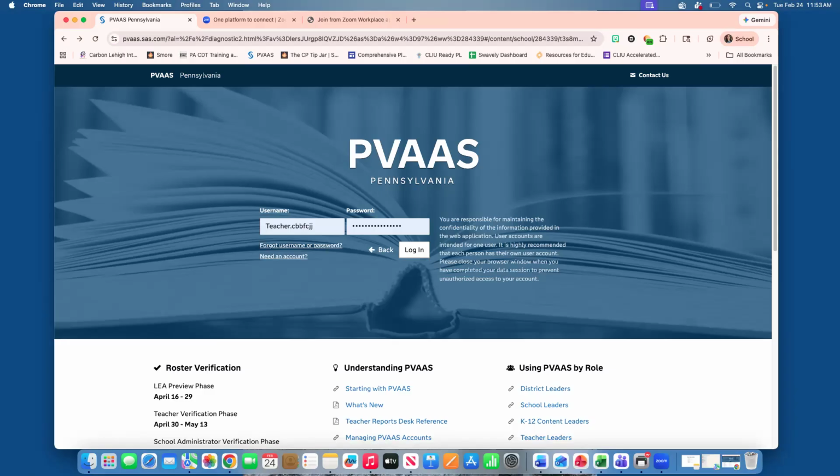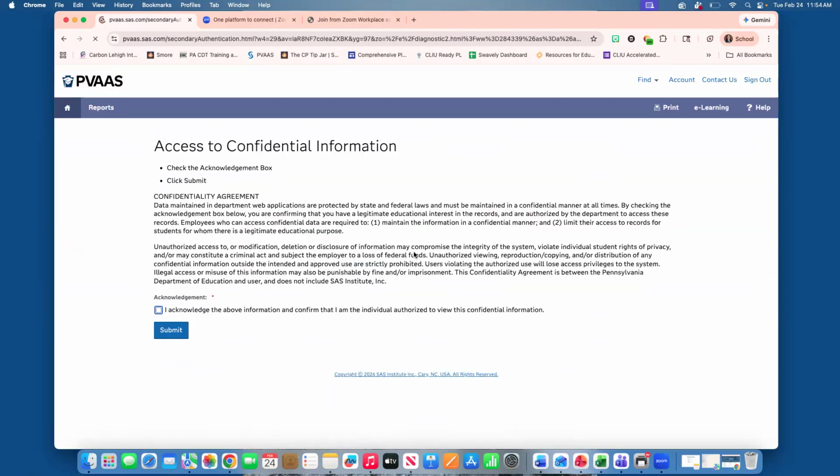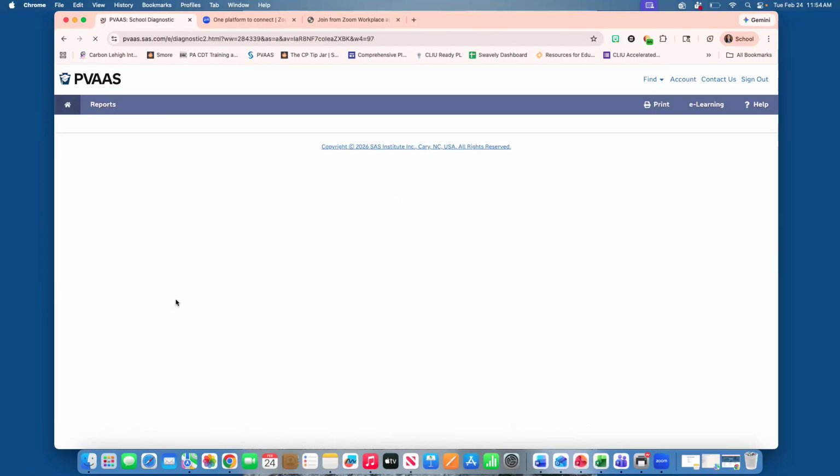Today, we're going to focus on 3 reports that you can start using right away: the value added report, the diagnostic report, and the looking ahead projection report. To get started, go to pvas.sas.com and click on login using your username and password. You'll acknowledge the above information, click submit.